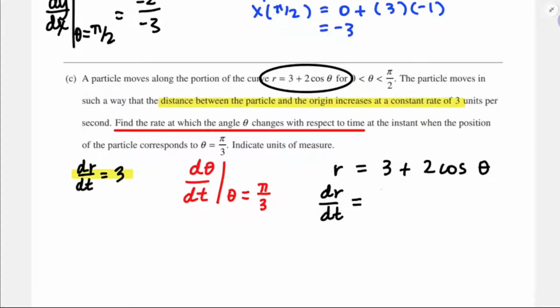Derivative of 3 is going to be 0. The derivative of 2 cosine of a thing is negative 2 sine of that thing, and we keep the inside the same and then multiply by the derivative of the inside for the chain rule. We're going to need to do that in order to get d theta/dt to show up in this equation. Okay, but now we've got all the pieces we need. So we're going to say that dr/dt, which is equal to 3, equals negative 2 times the sine of pi over 3.